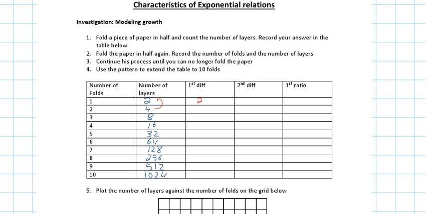8 take away 4. 16 take away 8. 32 take away 16. 64 take away 32. 128 take away 64. 256 take away 128. 512 take away 256. 1024 take away 512.